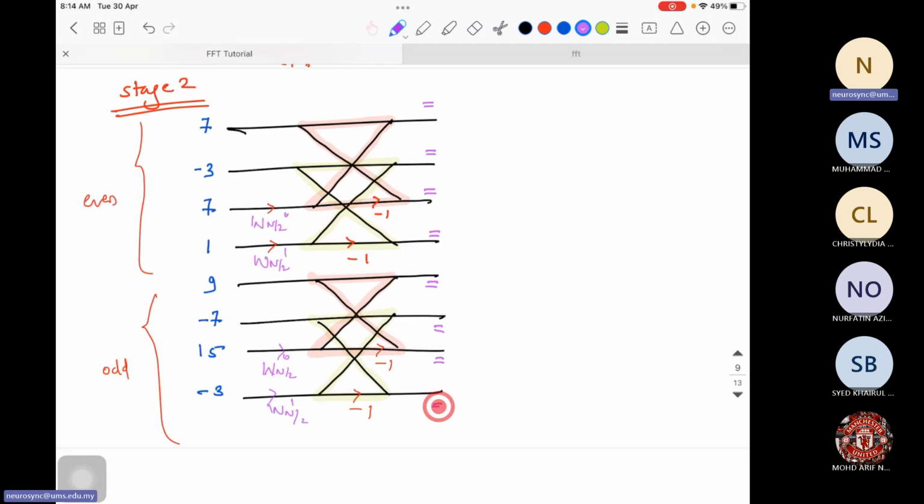Give me the first value. For that, you need the calculation of the Twiddle factor, Wn by 2, 0 and Wn by 2, 1. Yes, Wn by 2, 0 is 1. Can you give me the value for Wn by 2, 1? Yes, Wn by 2, 1 is how much?